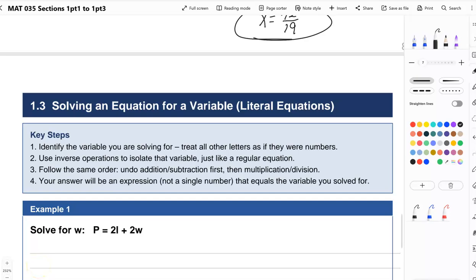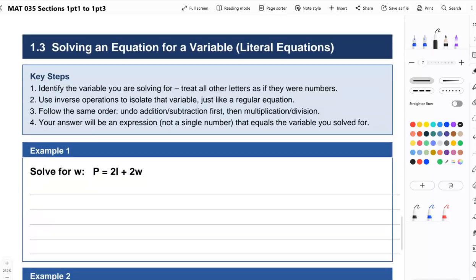In this video, we are going to solve an equation for a variable, which is also called literal equations. The first equation we have, example one, is P equals 2 times L plus 2 times W. This is your perimeter equation for a rectangle. It tells you the distance around. You could think about it like putting a fence around your yard, the perimeter would be how much fence you would need to go around.